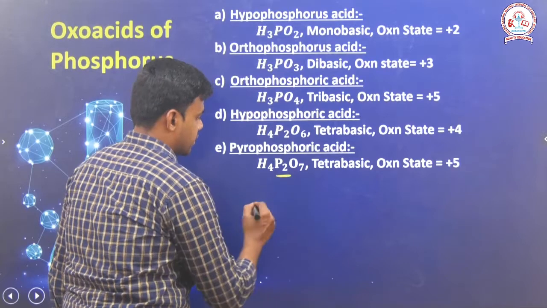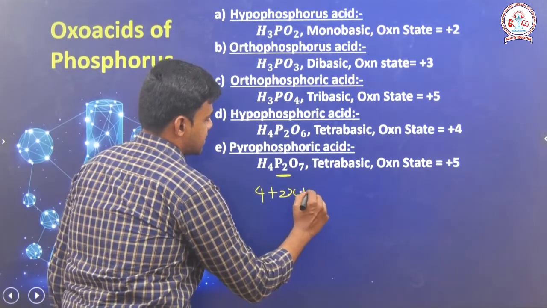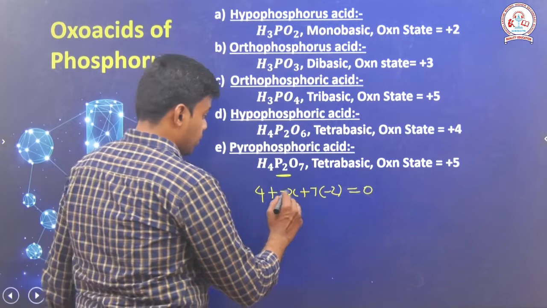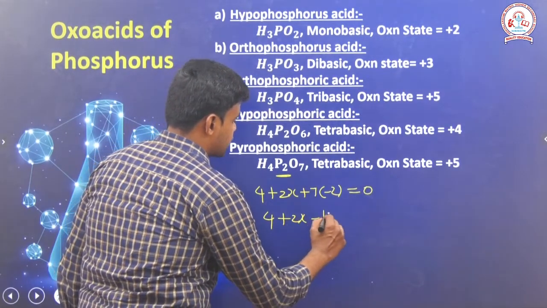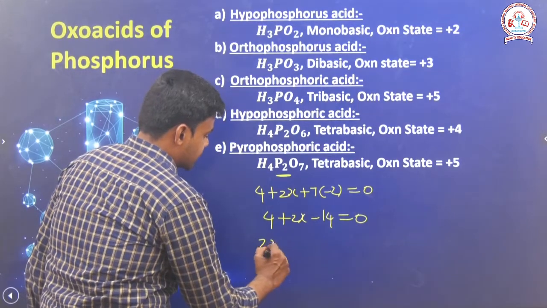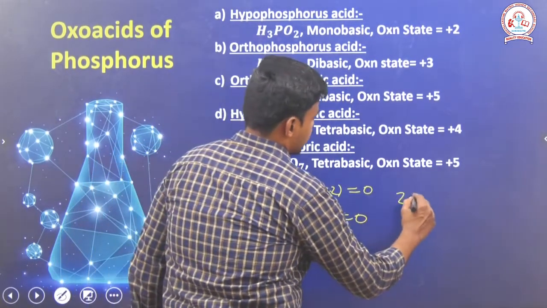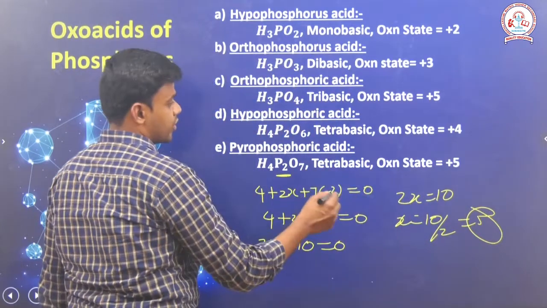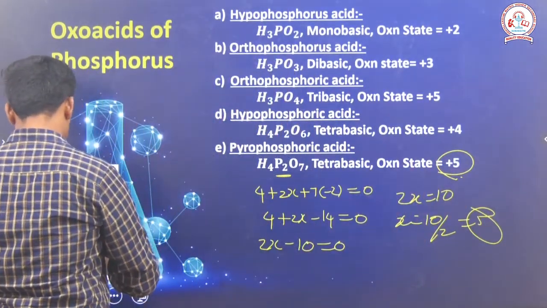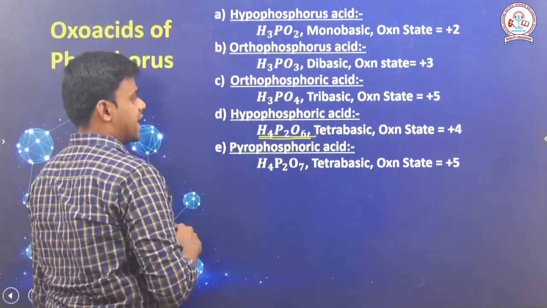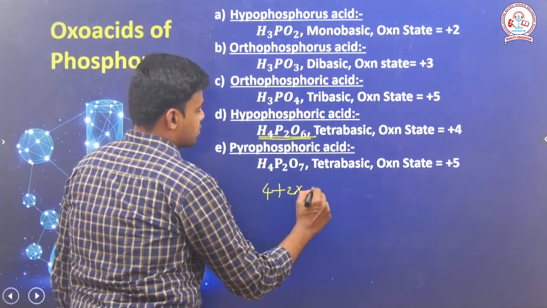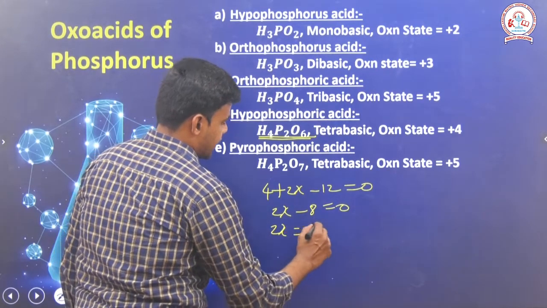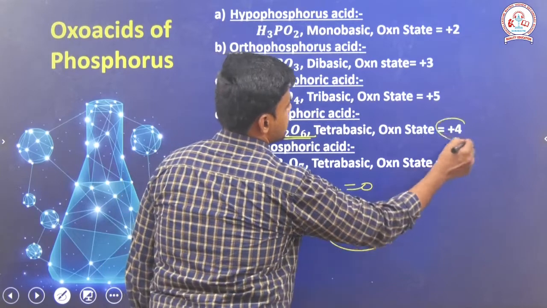See, phosphorus over here. So, 4 plus 2x plus 7 into minus 2 equals 0. X, phosphorus, is the one that we need to find over here. So, 4 plus 2x minus 14 equal to 0, 2x minus 10 equal to 0, 2x equals 10, x equals 10 by 2 which is 5. So, the oxidation state over here is 5. Then the next one is hypophosphoric acid: 4 plus 2x minus 12 equal to 0, 2x minus 8 equal to 0, 2x equals 8. So, x will be equal to 4. So, the oxidation state is +4.